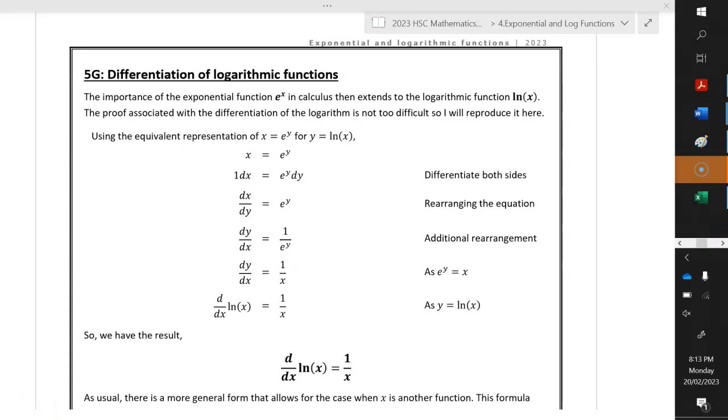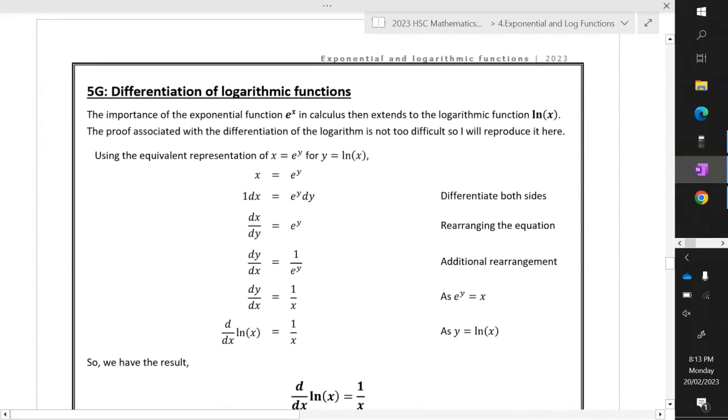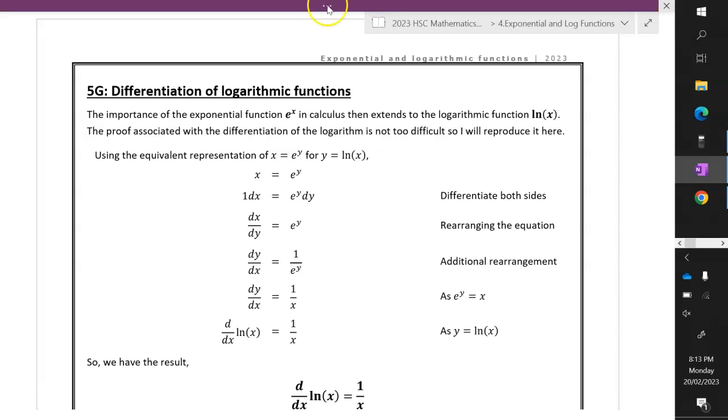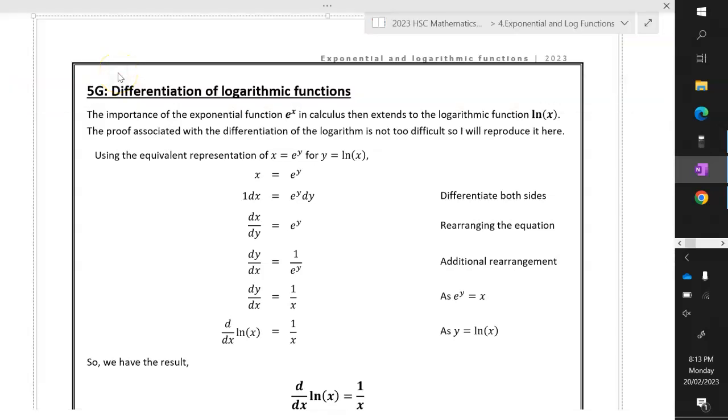Hi Year 12, we're still working through Chapter 5 here, but we're now up to 5G and we'll be looking at differentiation of the logarithmic function. Now let's read through the first few notes and see if that helps us out with any of the work today. The importance of the exponential function e to the x in calculus extends into the logarithmic function.